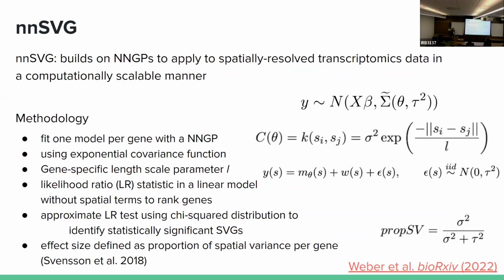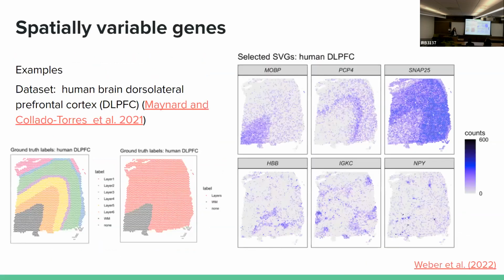Because I'm running late, unless somebody desperately wants to see this, is it okay if I skip past some of the details? Yeah, okay. So we developed a method called NNSVG to be able to identify scalable spatially variable genes, and it can scale to data sets of 20,000 genes with 5,000 spots very easily. There's a preprint on bioRxiv if anybody wants to learn more about that.